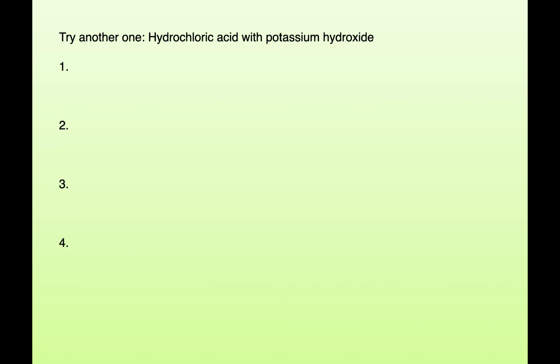Let's try another one. Hydrochloric acid with potassium hydroxide. There you go, you can have a try at that. Potassium hydroxide and hydrochloric acid, they react to give potassium chloride and H2O. You need to copy these down onto your notes.